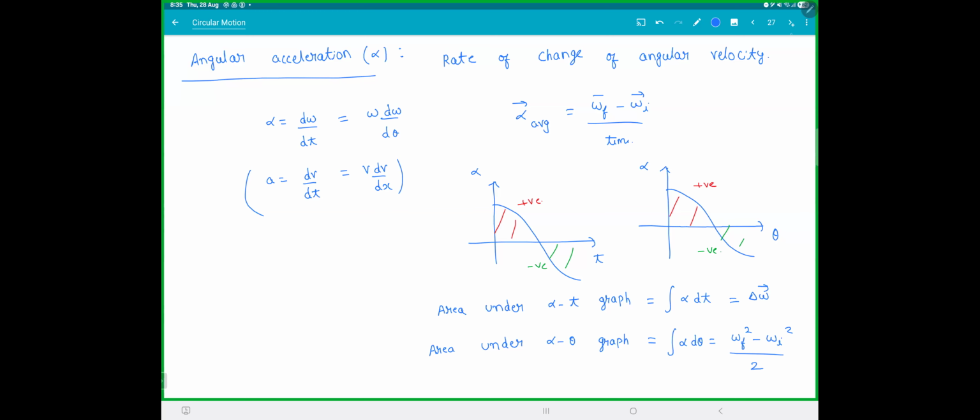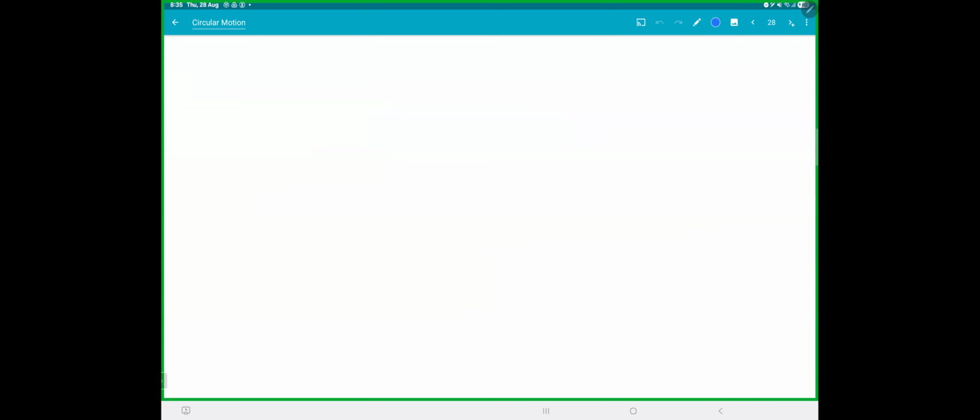Next thing. So if your alpha is constant, you can use your regular kinematics equations. So then it becomes omega final minus omega initial is alpha t. Delta theta will be omega initial t plus half alpha t square. Everything looks like that, which is the reason we called it circular kinematics. Omega final square minus omega initial square is equal to 2 alpha delta theta. There, you get everything.